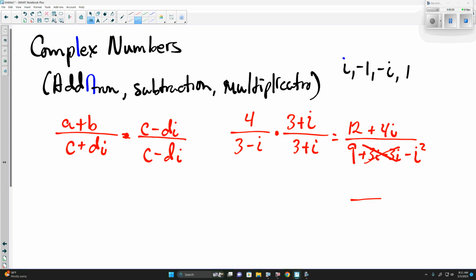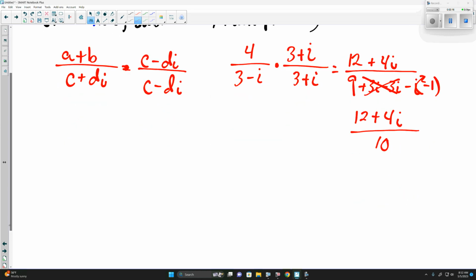Well, those cancel. Well, i squared is the same as negative 1, so we have 9 minus negative 1, which is 10. At this point here, we can simplify because they all have a common factor of 2. We would have 6 plus 2i over 5.